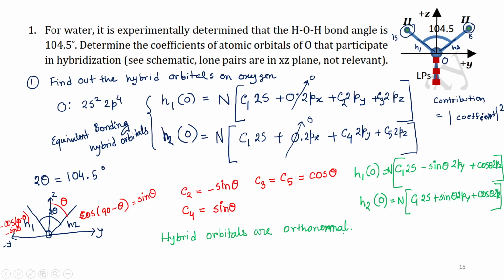So they are normalized and orthogonal to each other. We will take the property of orthogonality between H1 and H2 and see what value of C1 comes out. We already know theta. Theta is half of 104.5, that is 52.25 degrees, and so we know the values of sine theta and cos theta. I'm not putting the values in yet. From there we can get the value of C1. So let us see what comes out.